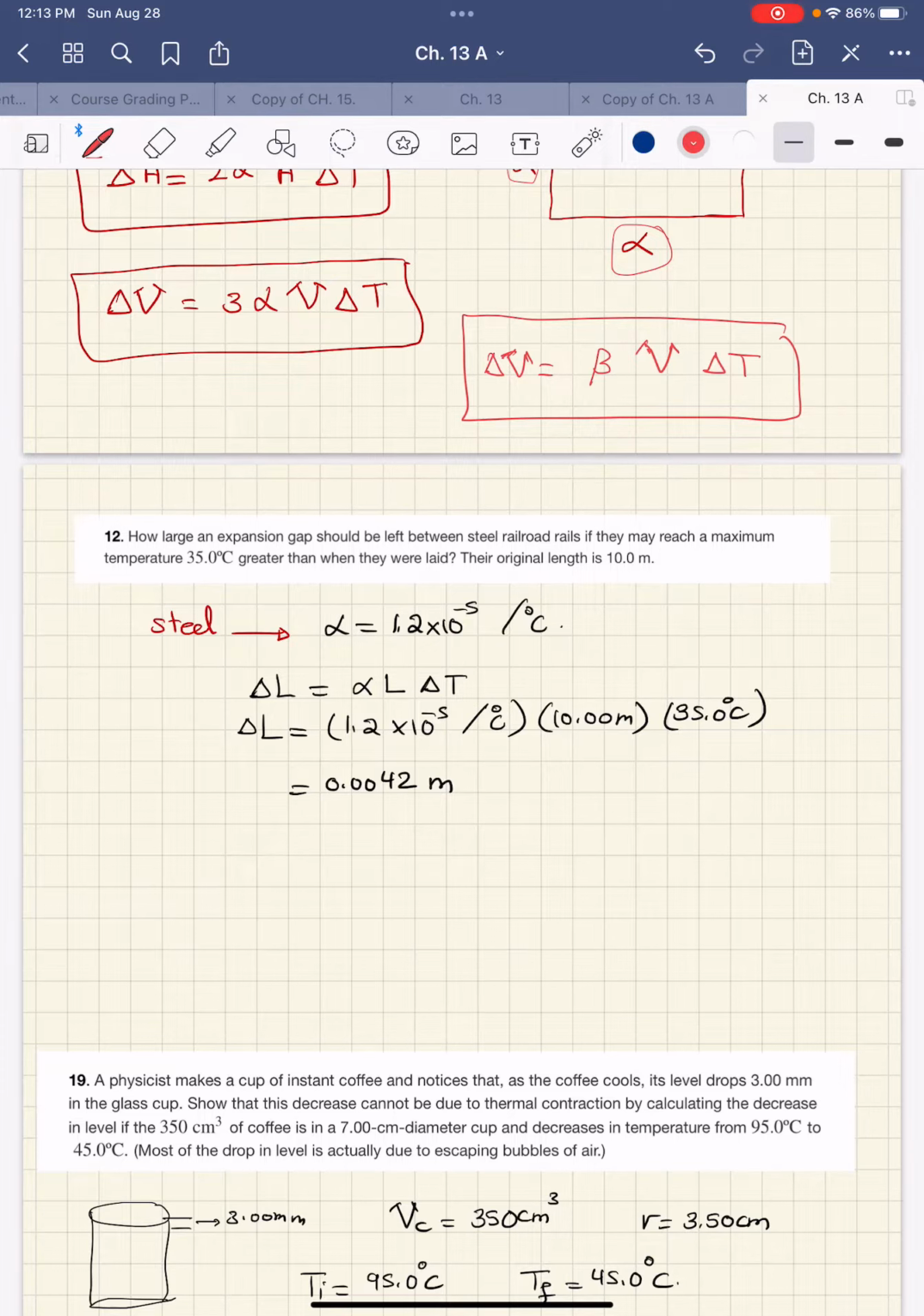Now, in this question, since we are talking about steel, alpha for steel should be given, and that alpha is 1.2 times 10 to the negative 5 per degree Celsius. Delta L is alpha times L times delta T, so delta L is 1.2 times 10 to the negative 5 per degree Celsius times 10, which is the original length, times the change in the temperature, which is 35 degrees Celsius, and that is going to be the change in the length of that railroad.